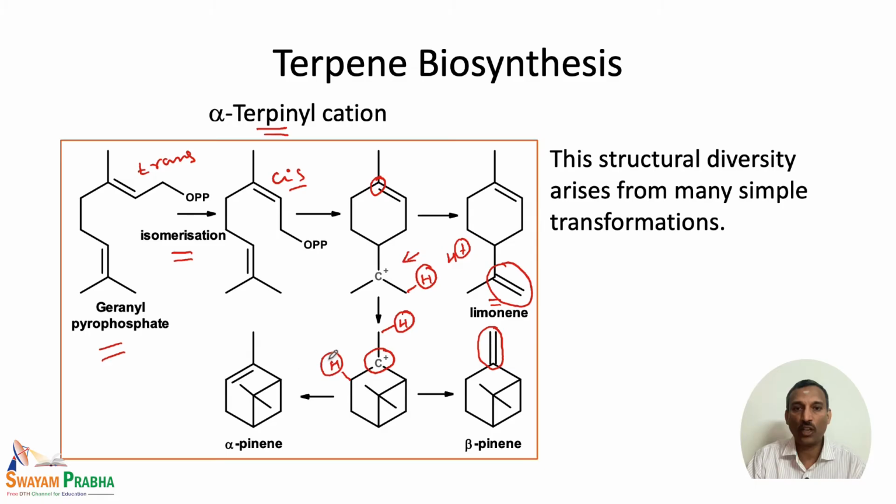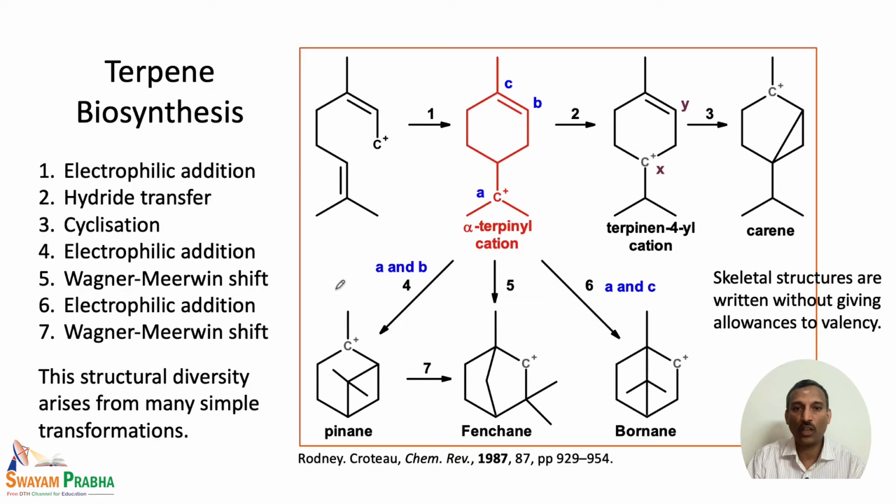So, as a proton leaves, that leads to alpha pinene. From this tertiary carbocation, we can actually get 2 different final products, that is alpha and beta pinene can be formed. So, this is how the alpha terpenyl cation can lead to 3 different types of monoterpenes. And here again additional reactions are shown, which this alpha terpenyl cation can undergo.